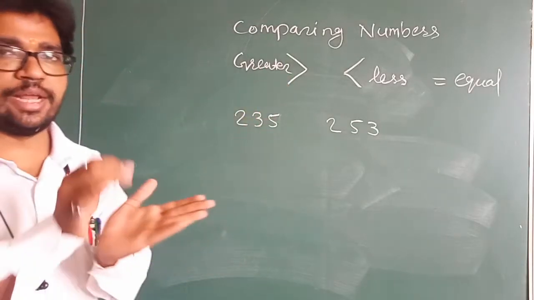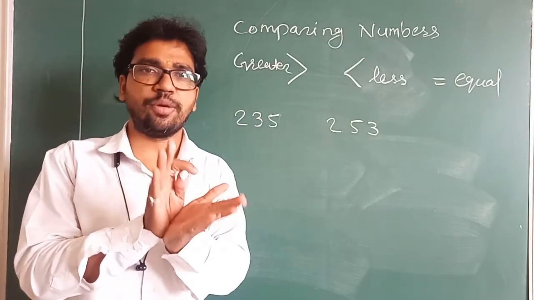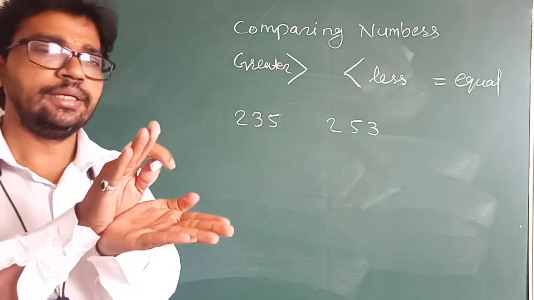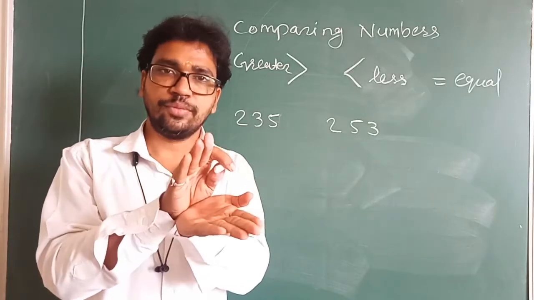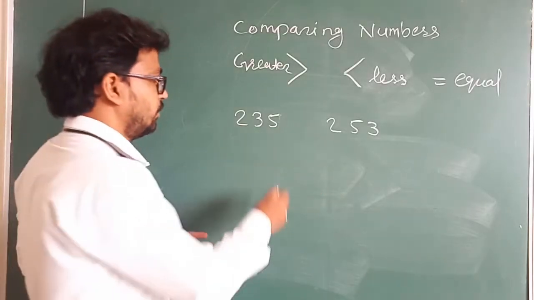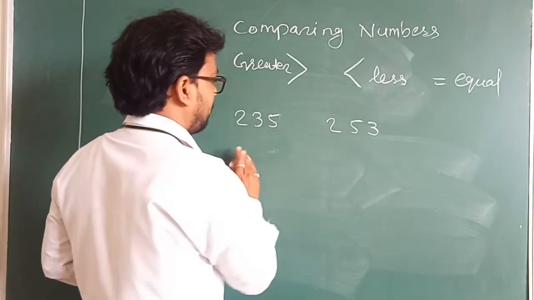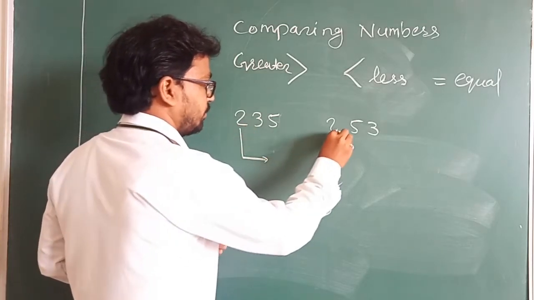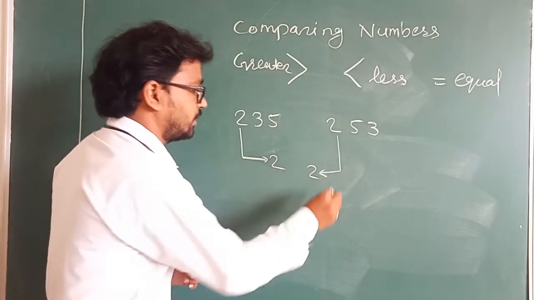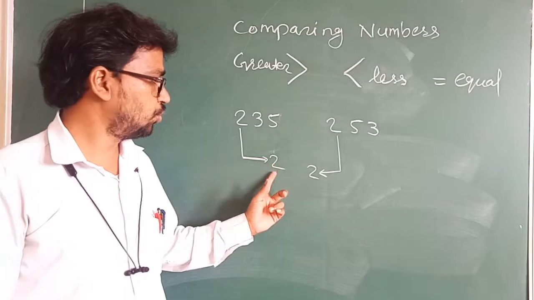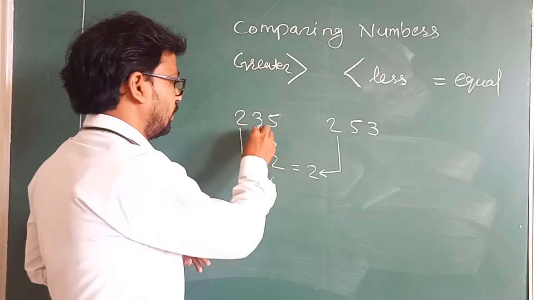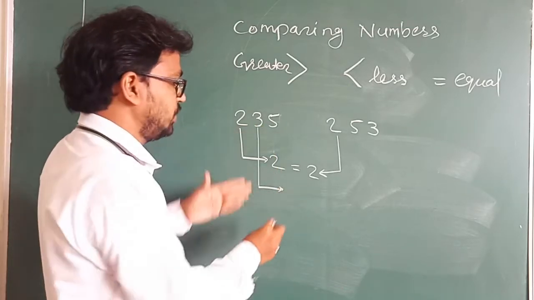It is the crocodile mouth. To whichever number is greater or bigger, we open the crocodile mouth facing that number. So now we compare these numbers. First we compare the hundreds place. At the hundreds place, both numbers are the same, 2 is there. So they are equal. Then we compare the tens place.